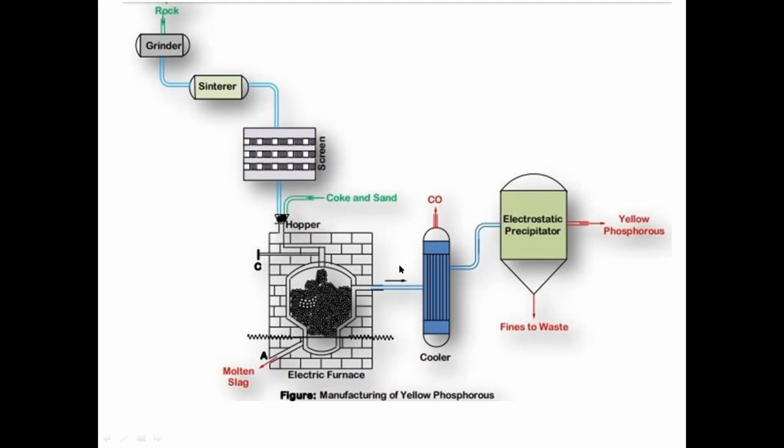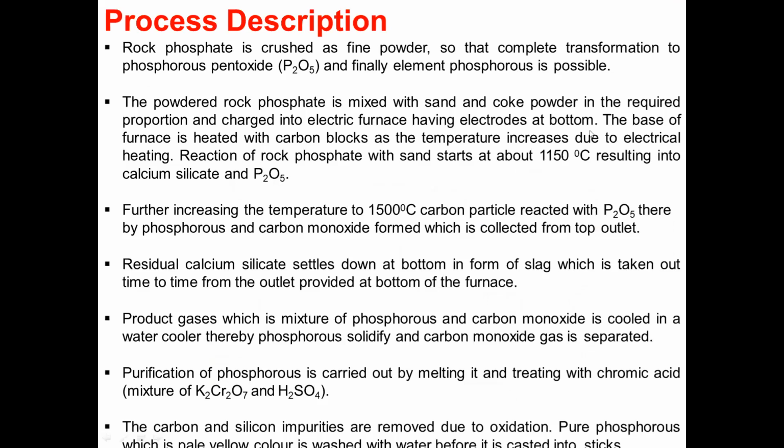Put them into a hopper, and here it is in the furnace where it is burnt. You get a molten slag from here. Okay, you remove it, and that can be discarded. But you have to take the other particles from the top, apart from the slag, the molten state, you put them into a cooler, and this will give you CO, carbon monoxide. And from the cooler, the rock remains are sent to the electrostatic precipitator. So based on the charges, you get your yellow phosphorus, and the fines are sent to the waste. So this is the process description for yellow phosphorus.